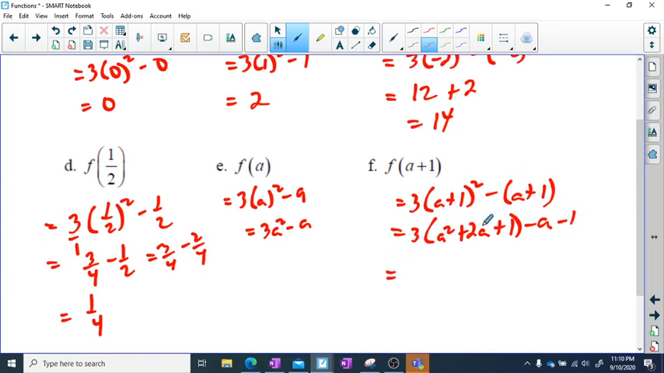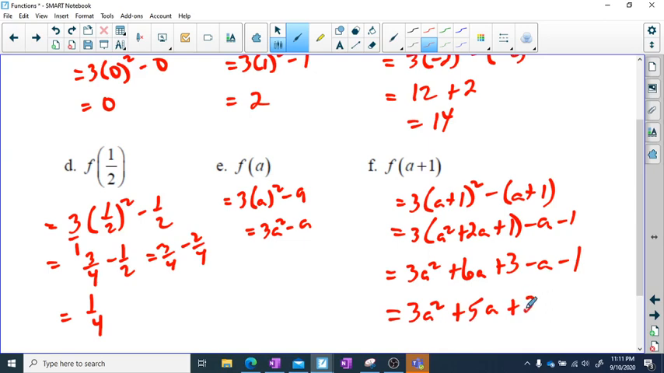Now distribute the 3 into the bracket. 3a squared plus 6a plus 3. Subtract a, subtract 1. Couple like terms, so 3a squared will stay here. 6a minus a, that's a plus 5a. A plus 3 minus 1, that's a plus 2.